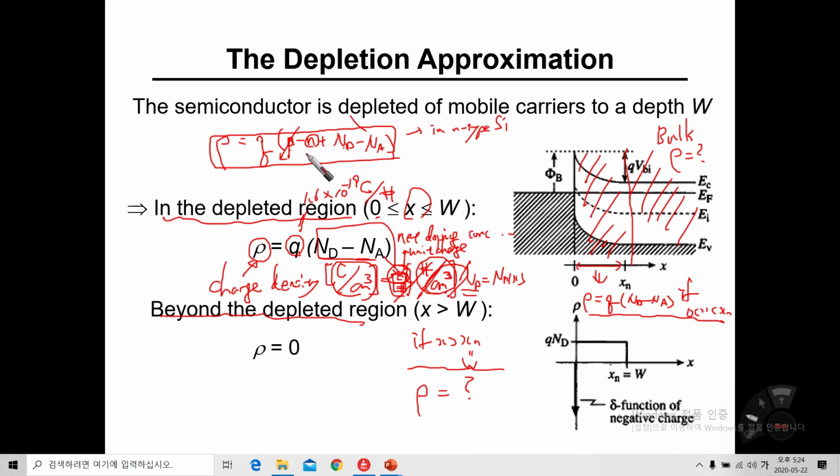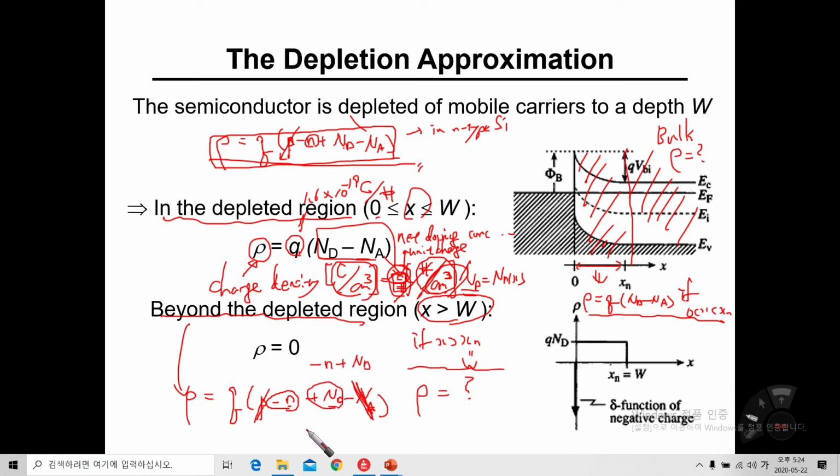So using this equation, you can write down the charge density in the region beyond the depletion layer: Q times (p minus n plus ND minus Na). But p is much smaller than n, so you can ignore it. And now ND minus Na: this is n-type, so the donor concentration must be higher than Na, so you can ignore Na. Then two terms are left, minus n plus ND.